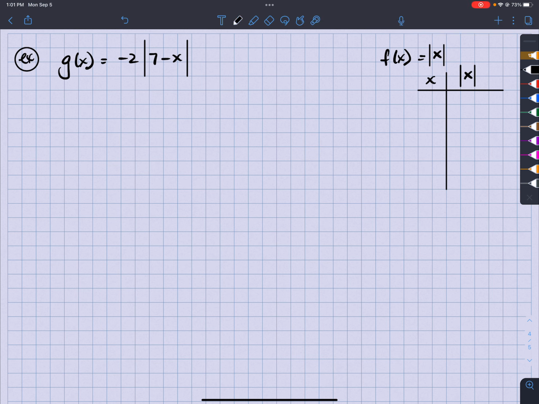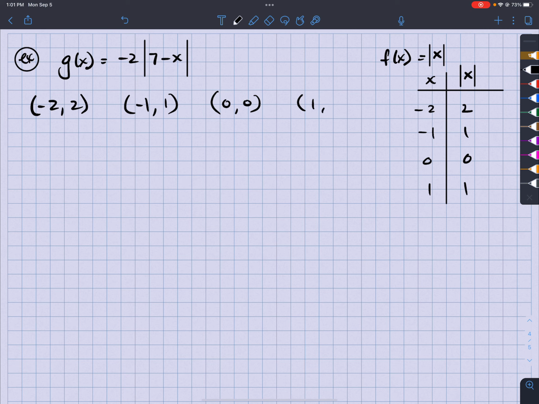Okay, so let's do a couple points. Let's say -2, -1, 0, and 1. So let's do the absolute value of -2, which is going to be 2. Absolute value of -1 is 1. Absolute value of 0 is 0. Absolute value of 1 is going to be 1 as well. So let's write those points down. I got -2, 2, -1, 1, and 0, 0, and 1, 1.